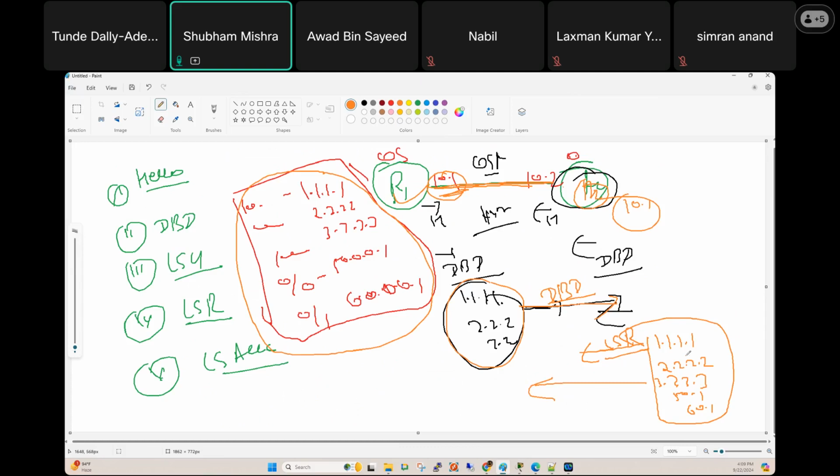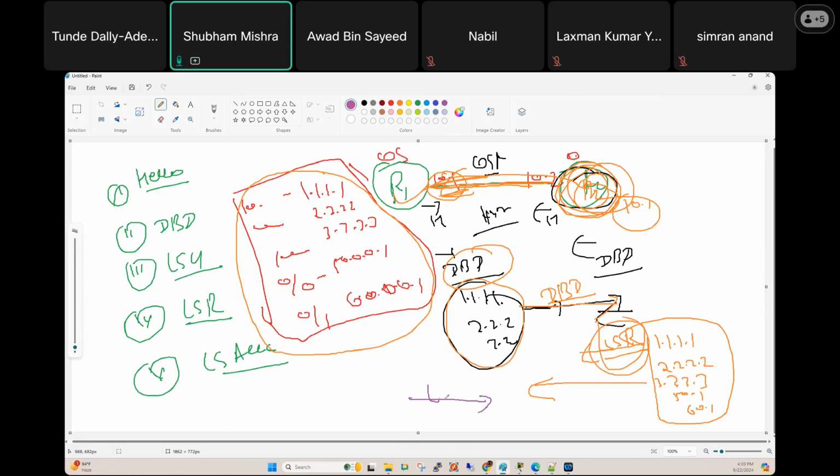It means what? With the help of LSR, this router is telling that router, bro, I received your DBD, and in the DBD you are telling something about the 1, 2, 3, 50 and 60 networks, but still I don't have full information about your network. So please share the complete network information with me. Getting my point? And this router is telling these things with the help of which message? LSR. Yes. When this LSR is received on R1, what will R1 do?